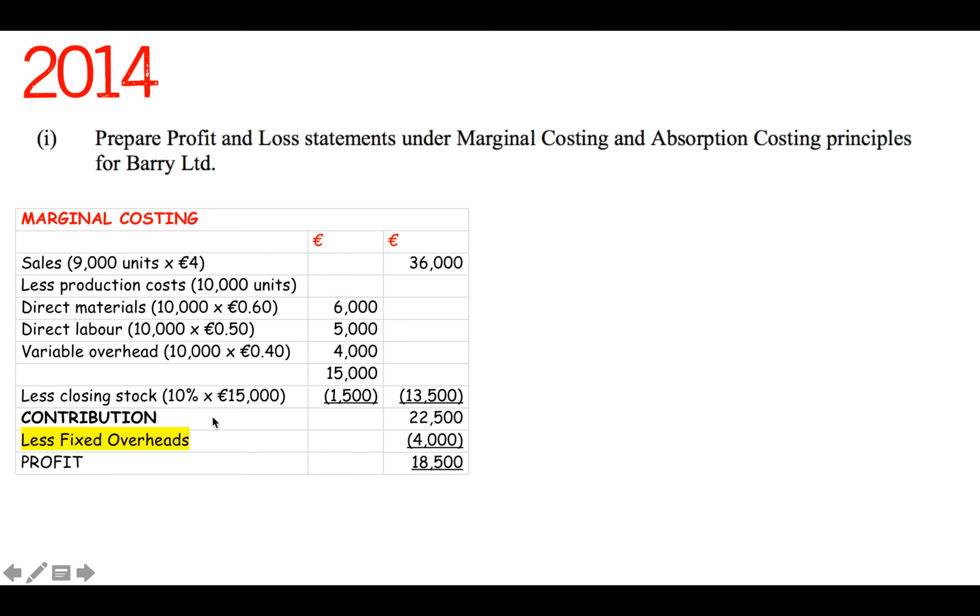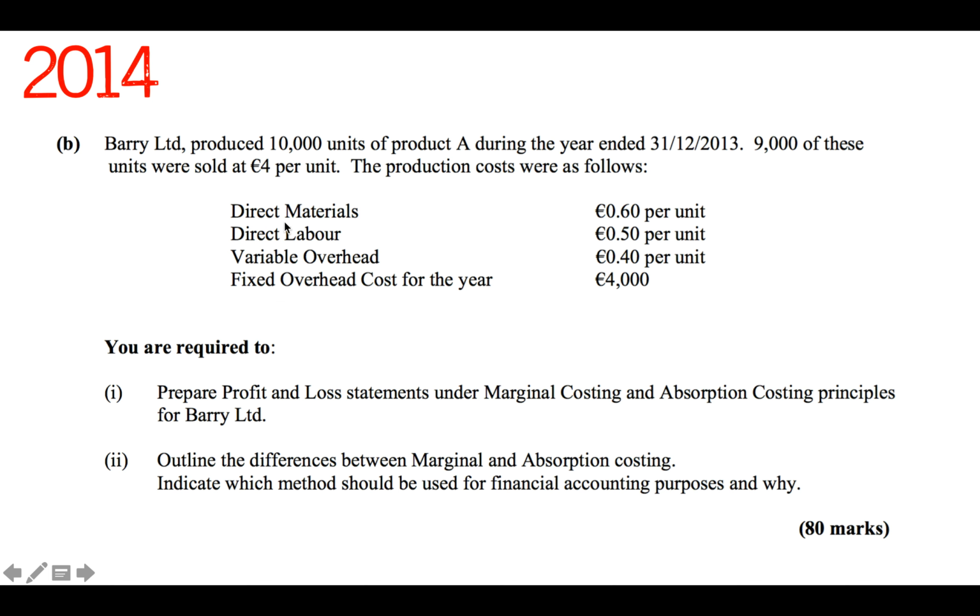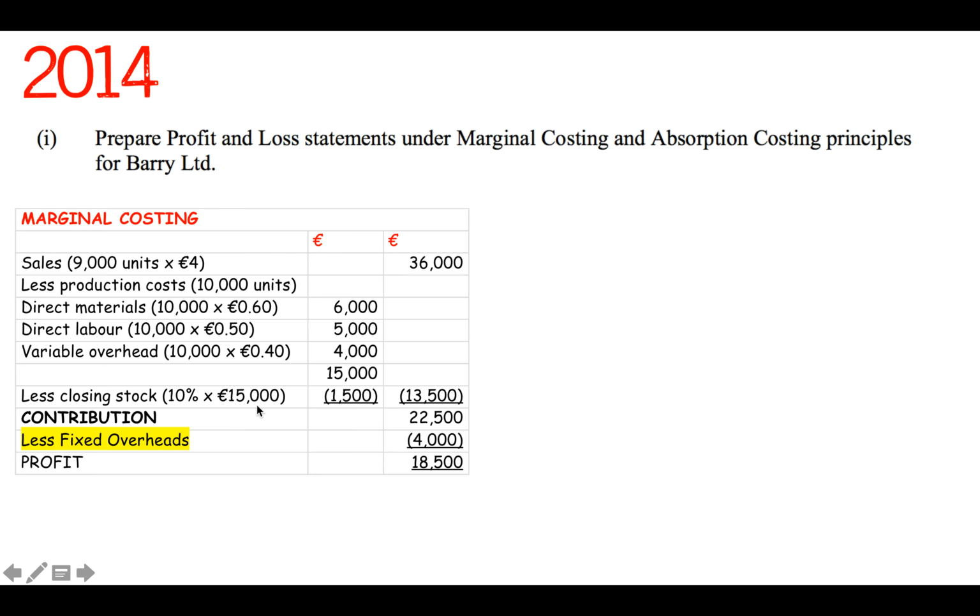22,500. And from that then we take away our fixed overheads, which is 4,000, giving us a profit of €18,500. So see here, direct materials, direct labour, variable overhead, fixed overhead costs for the year. So all you're doing is splitting them up, and you're taking the closing stock as a percentage of the variable costs. Now that's under marginal costing principles.